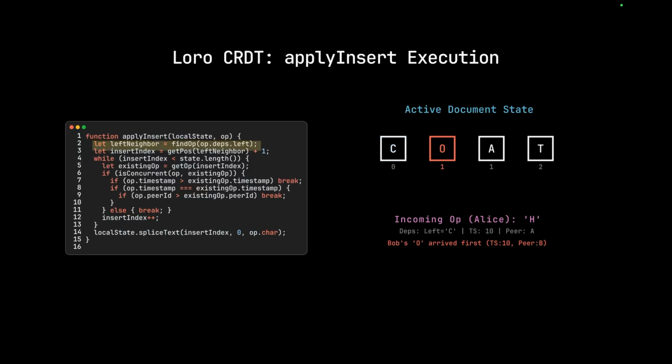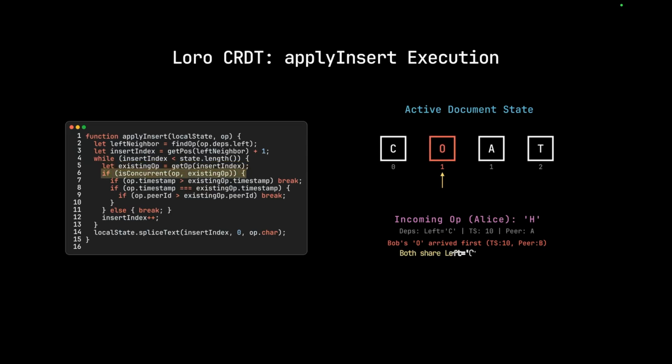We now find the left neighbor of Alice's operation, which is C, and we find the position of that neighbor. And then we add 1 to get the next position where we are supposed to insert our operation. So we do that and then we loop until we find a valid position to push our operation. Here, the first operation is O and it is concurrent with our current operation H because both of them share the same index. So we have to do a tie-breaking algorithm.